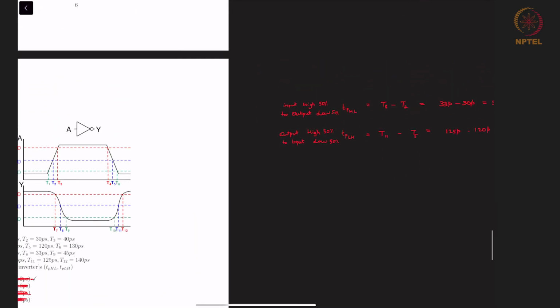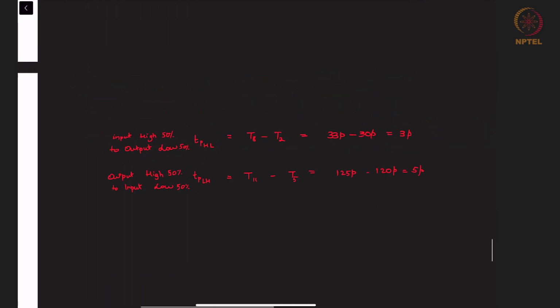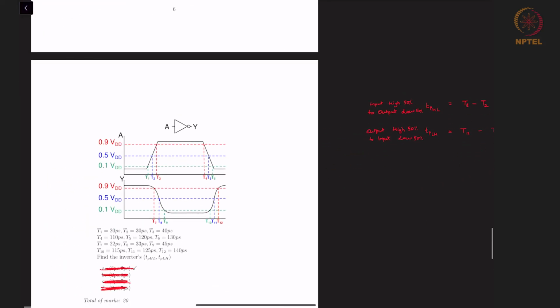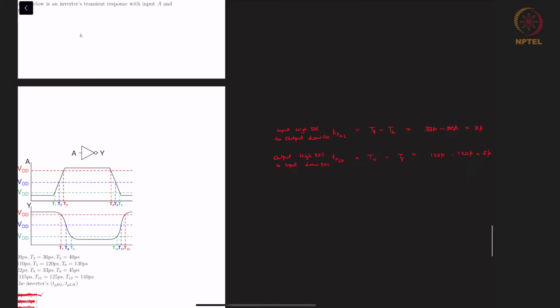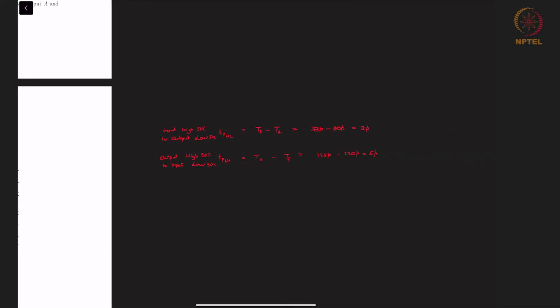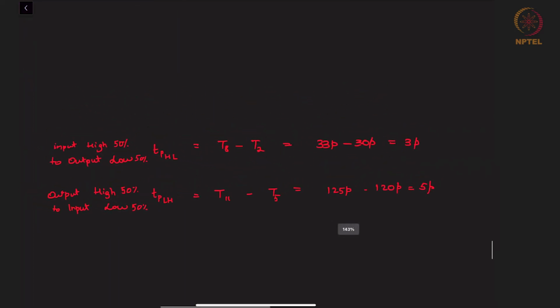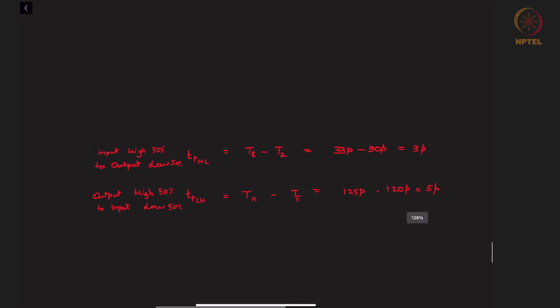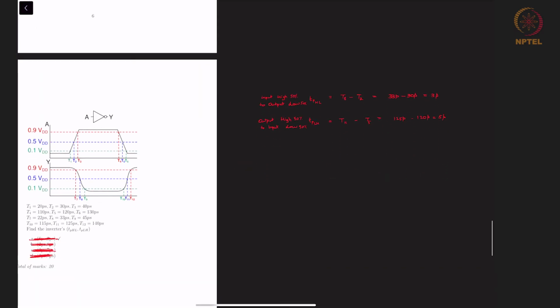Similarly, the next question is asking for TPHL and TPLH, that's basically the output node, TPLH and TPHL. Again, I've given the formula here for both of them, and this is the calculation. It comes out to be 3 pico and 5 pico respectively. So that is the answer.